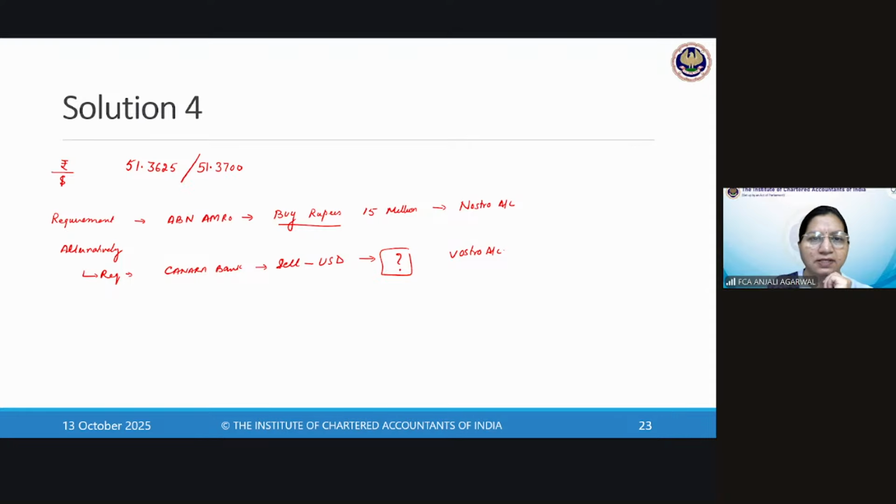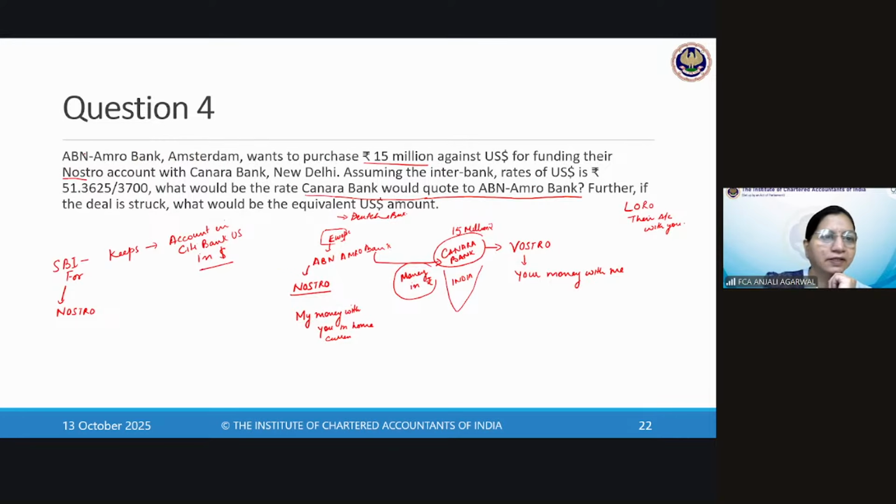Against dollars it is saying, right? Read again. ABN AMRO Bank, Amsterdam, wants to purchase rupee 15 million against US dollar for funding their Nostro account with Canara Bank. So when ABN AMRO will buy rupees, Canara Bank will sell USD.